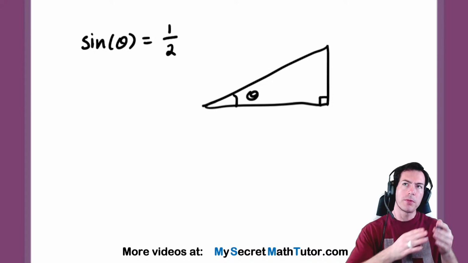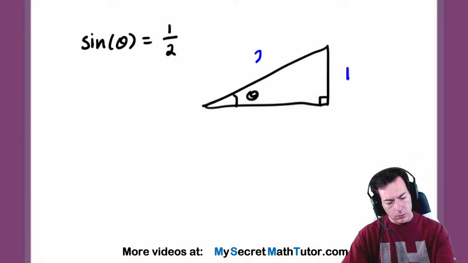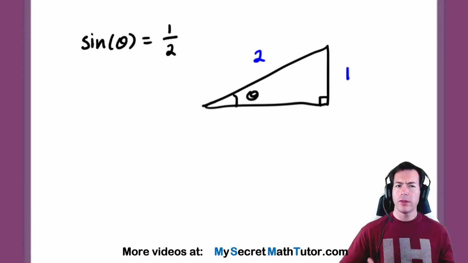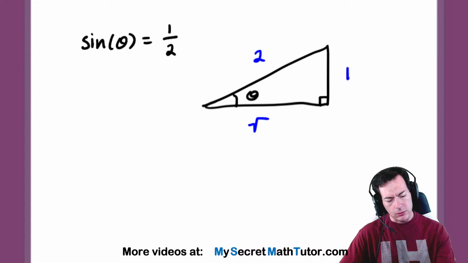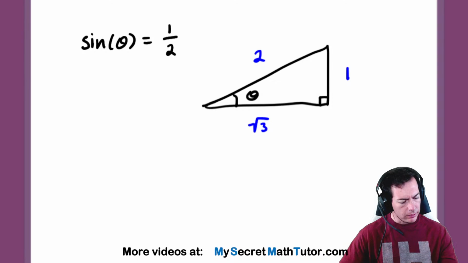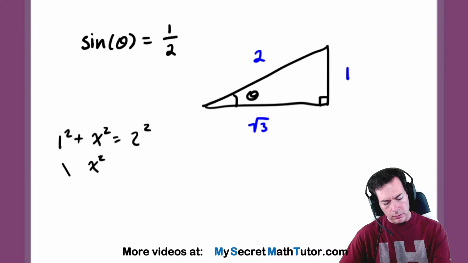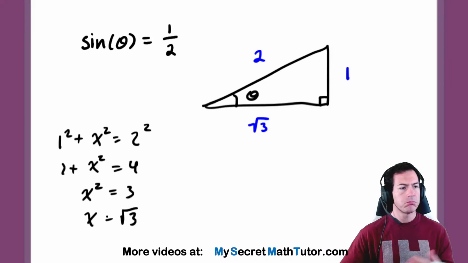So sine would represent the opposite side over the hypotenuse. So 1 over 2. If I went through the solving process to figure out that third side, this is where we'd get that square root of 3. And actually, let's just double check that. So 1 squared plus the mystery x side squared equals 2 squared. So 1 squared is 1, 2 squared is 4. Sure enough, we get a square root of 3, just like we should.